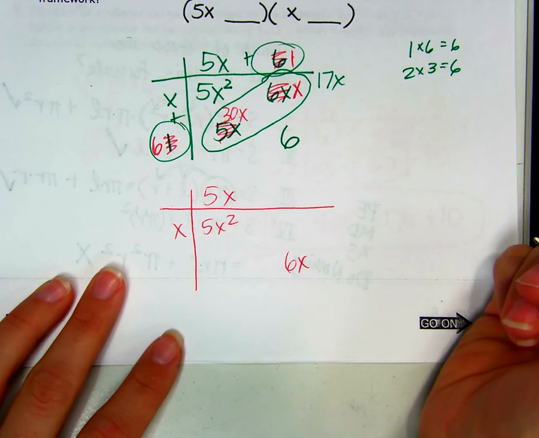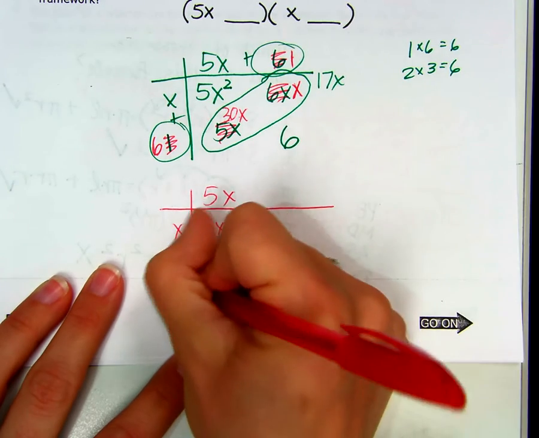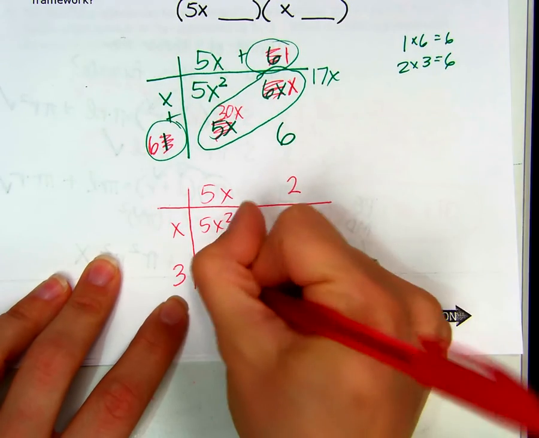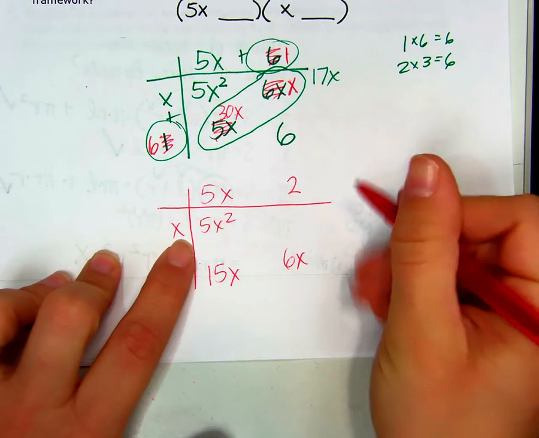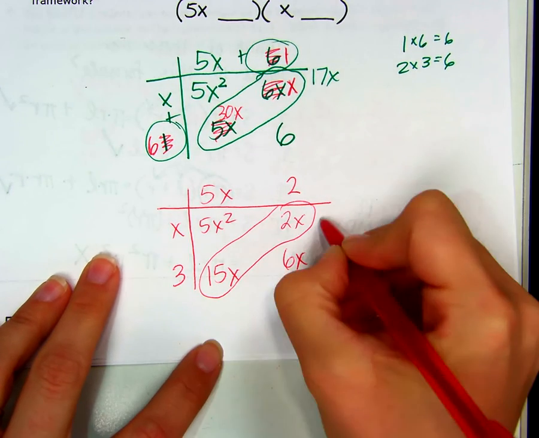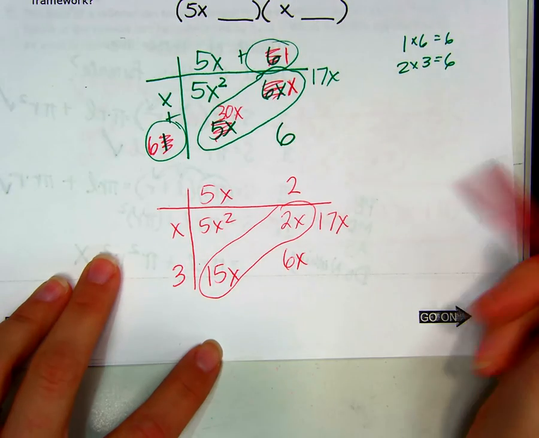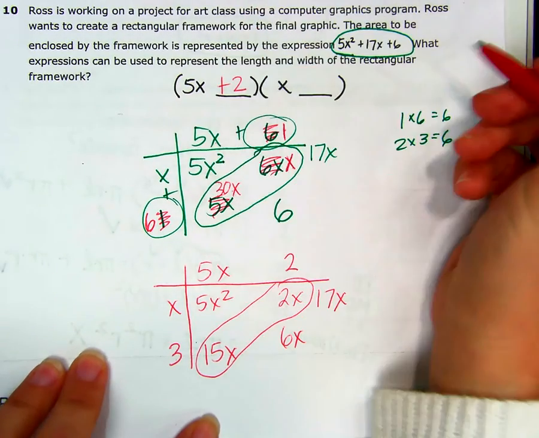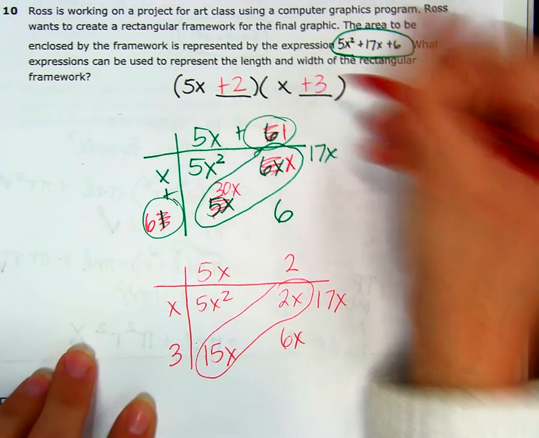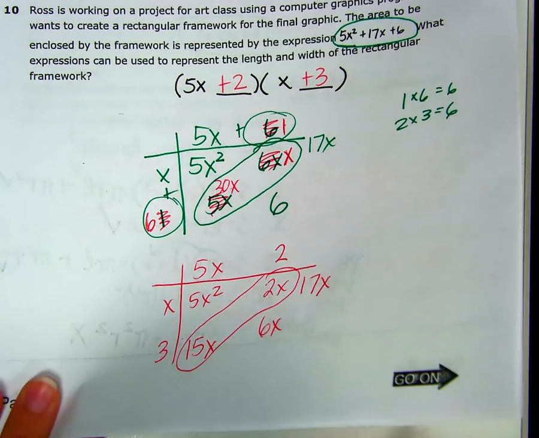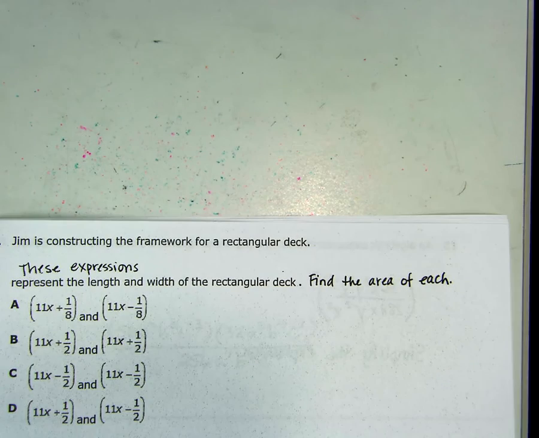Okay, so what if I put the 3 here and the 2 here? 3 times 5 makes 15x. X times 2 makes 2x. Oh, look, that makes 17x. So my length and width must have been 5x plus 2 and x plus 3. All right, pause for discussion. Resume when everyone's ready to move forward.